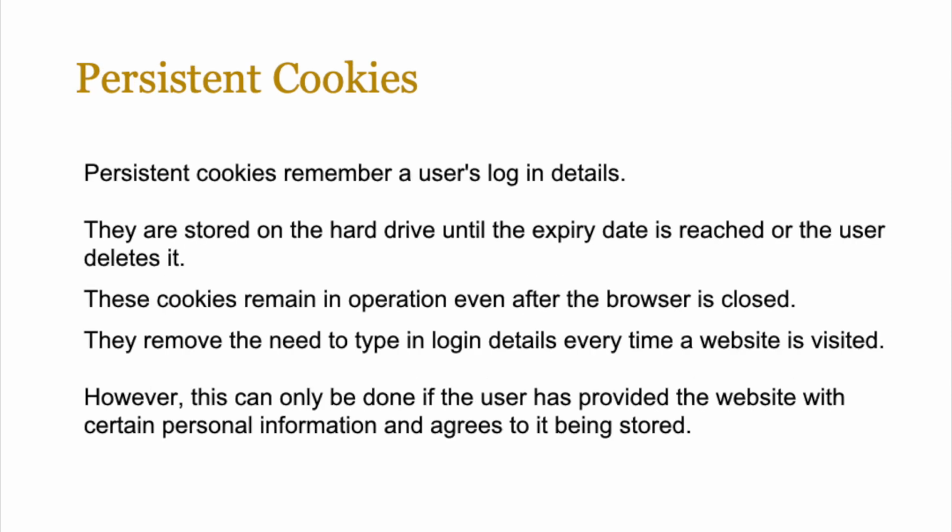Persistent cookies, on the other hand, might remember a user's login details. They're generally stored on the hard drive until the expiry date is reached or the user deletes it. These cookies remain in operation even after the browser is closed. They remove the need to type in login details every time a website is visited. However, this can only be done if the user has provided the website with certain personal information and agrees to it being stored. So permission has to be asked for by the website before they create persistent cookies.